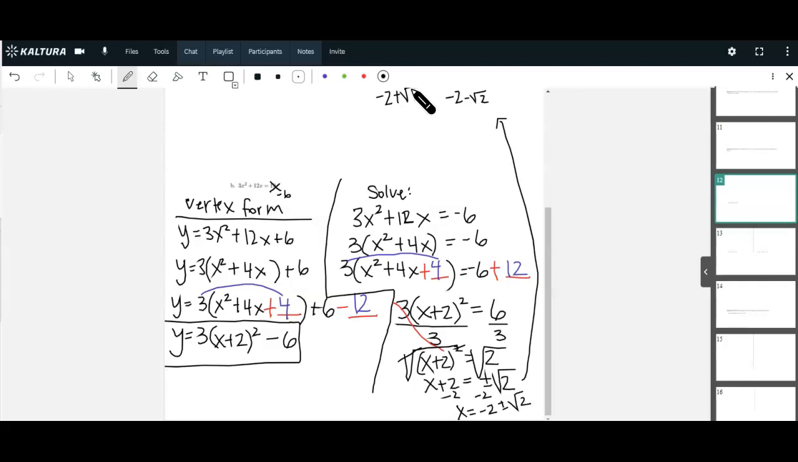Let's see. So if I do negative 2 plus the square root of 2. Why did I? What was that? Does somebody have a question? I don't hear you.